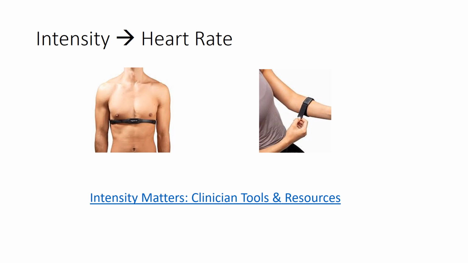Next metric in the FIT principle is intensity. And one of the key ways that intensity is measured during aerobic exercise is with heart rate. Now, there's a variety of heart rate straps that one can wear. There's chest-mounted ones, forearm-mounted straps, and there's wrist-mounted straps and watches that all give you an idea of what an individual's heart rate is during activity. I encourage you to go to the Intensity Matters clinician tools and resources. They have created a really comprehensive toolbox that gives a great overview of different types of activity monitors and heart rate.